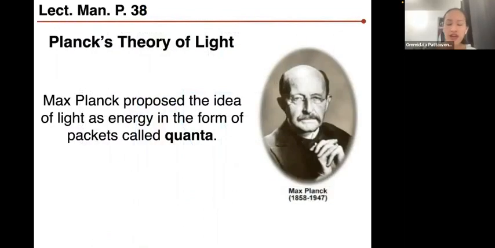And in order to reconcile the idea of light behaving as a wave and also to help explain the observation from the blackbody radiation spectra, Max Planck proposed the idea of light as energy in the form of a packet. It comes as a discrete amount, and that is called quanta.